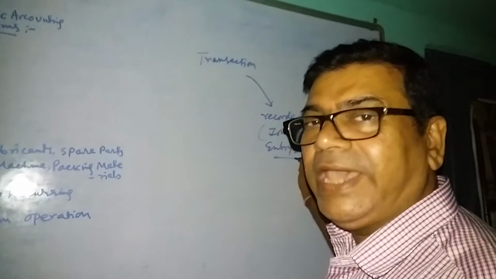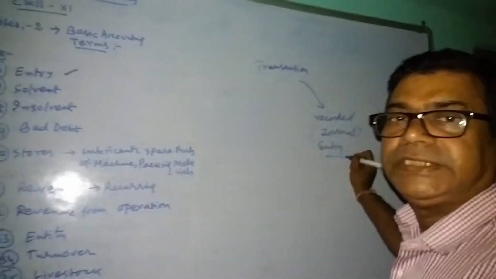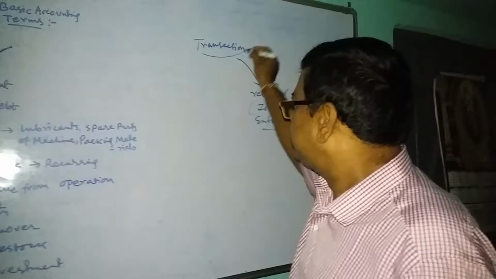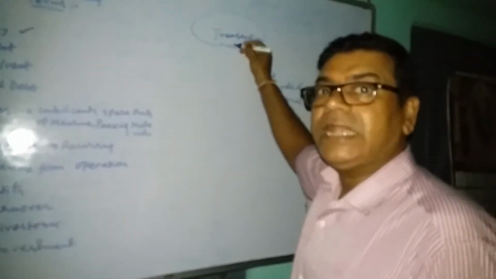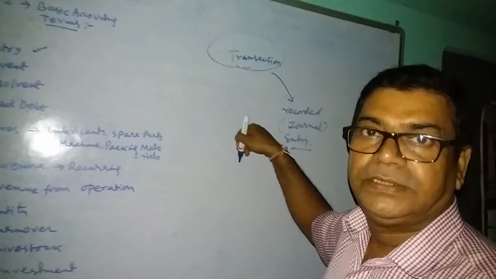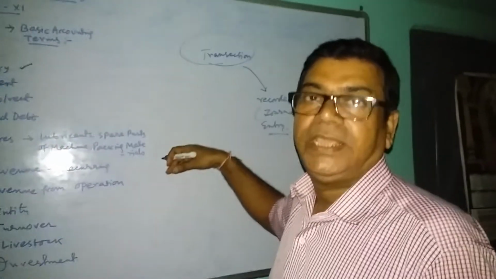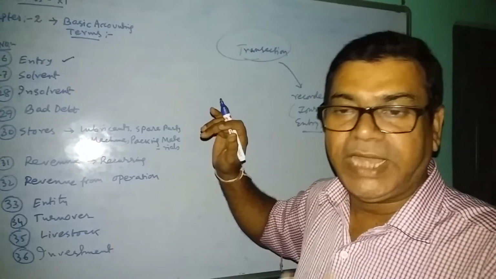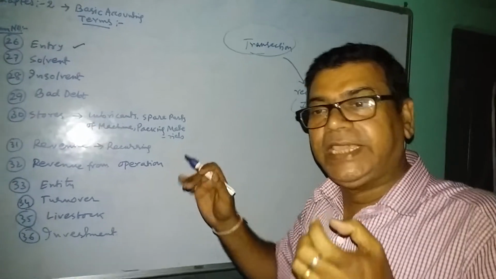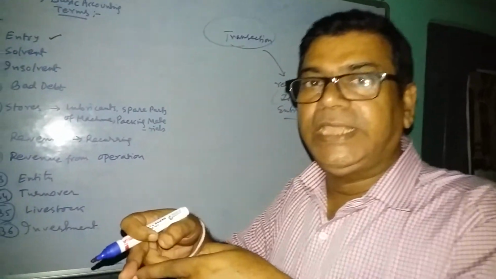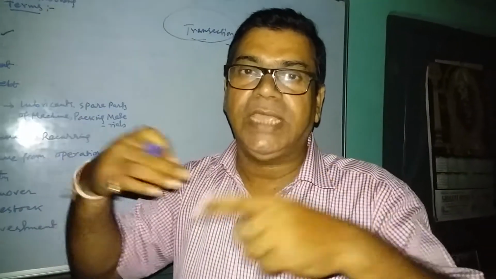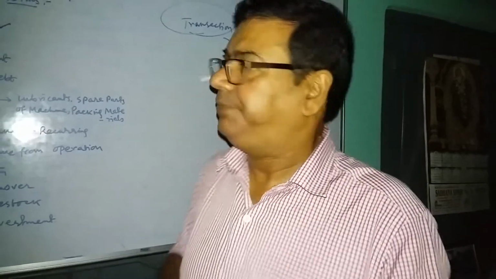Now the question is, why is the word entry used with the journal? Because transactions are recorded first in the process of accounting. That means the transactions are getting entered in the process of accounting. That's why the word entry is used here.